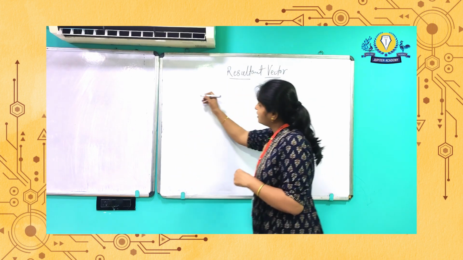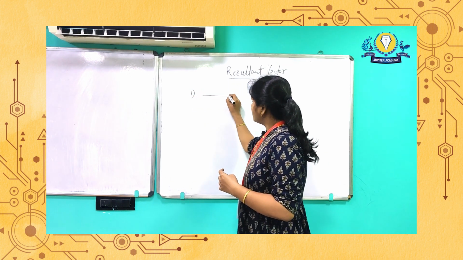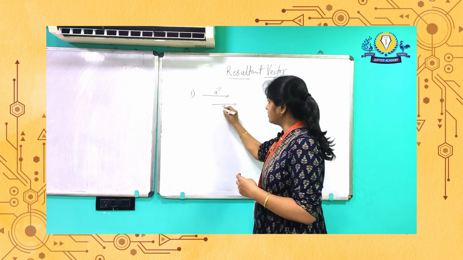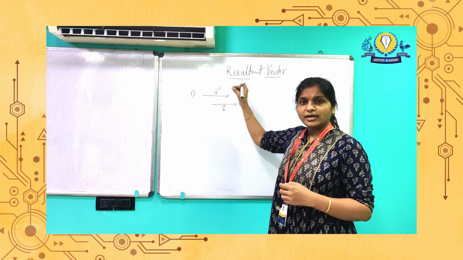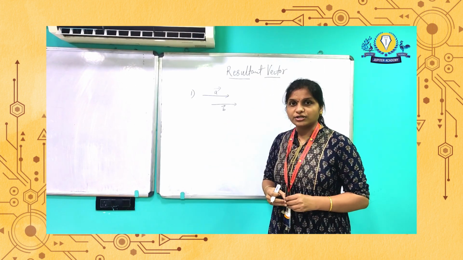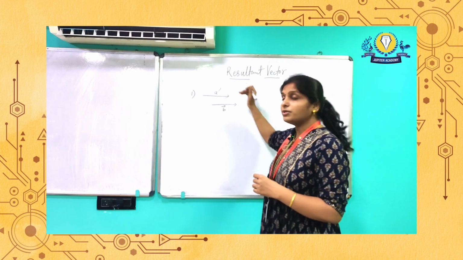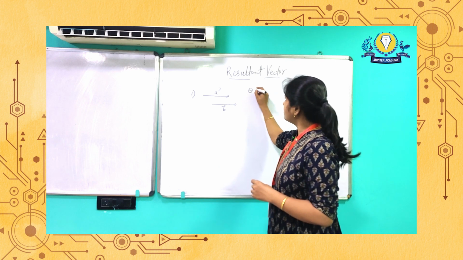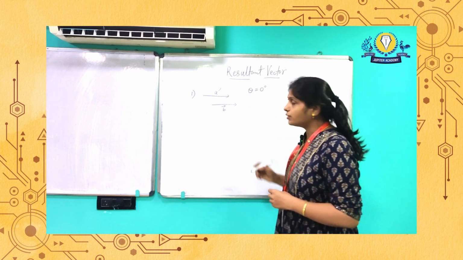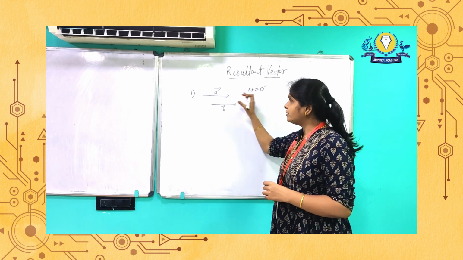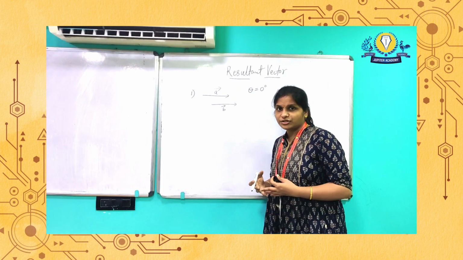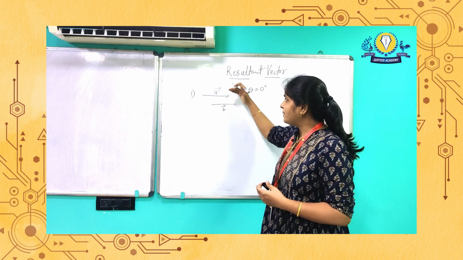So come here students, when I draw you will understand. This is the A vector and this is the B vector. These A and B vectors are parallel to each other. So what will be the angle between parallel vectors? You can see clearly the angle between two parallel vectors is 0 degree. Fine. So what will be the resultant of these two vectors? They are acting in the same direction, right? And they are parallel to each other.